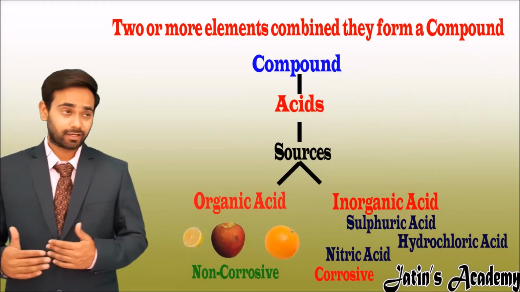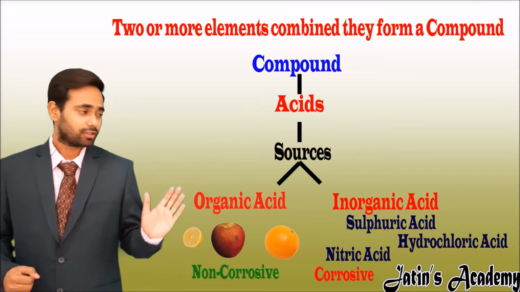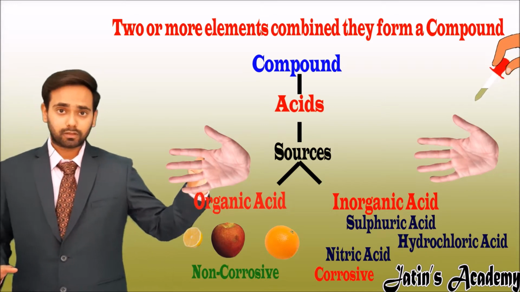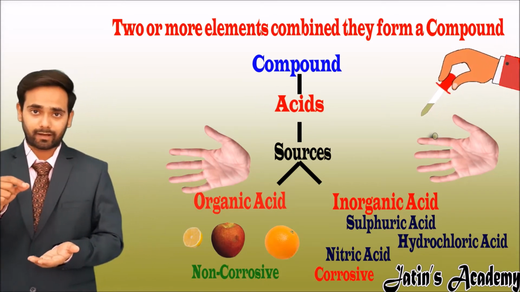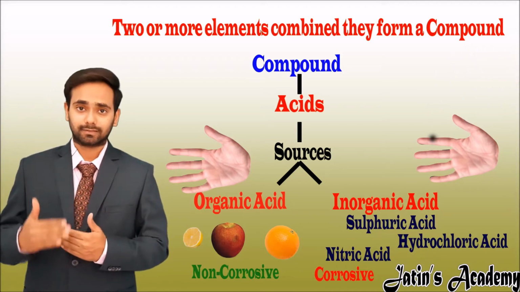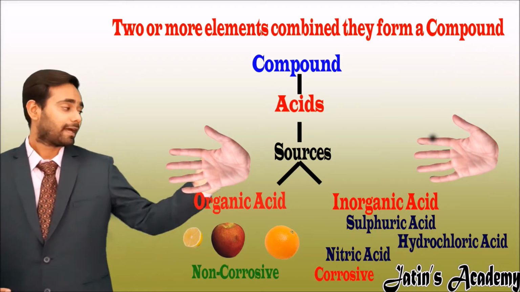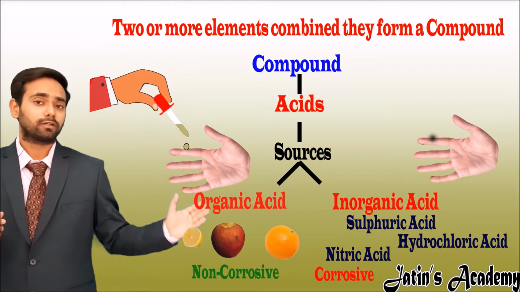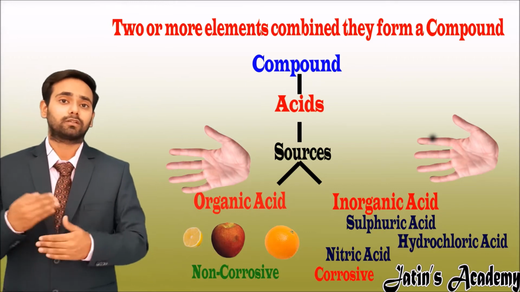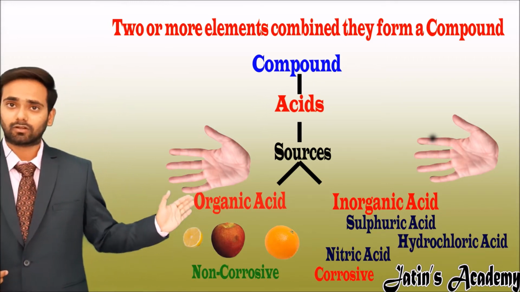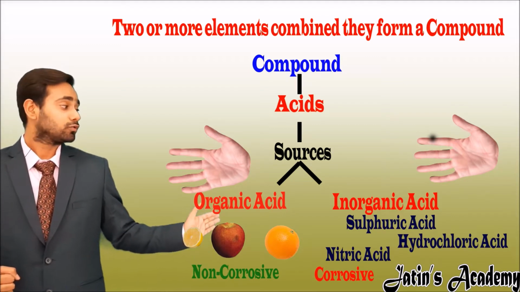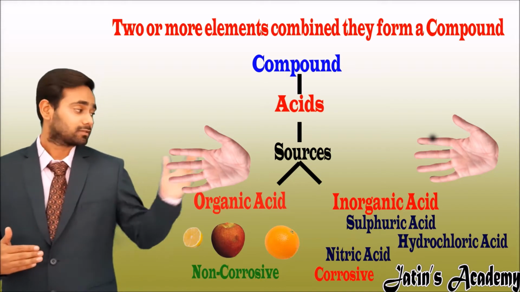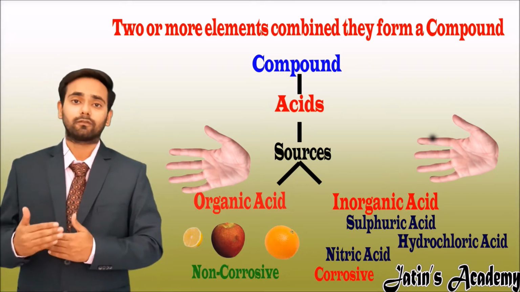Now let us understand the meaning of corrosive and non-corrosive in nature. If you put a few drops of acid on the hand, and the acid burns our skin and changes its color, that acid is corrosive in nature. If the acid is not able to do this corrosive action, meaning it does not burn our skin, that acid is called non-corrosive in nature. So from this we can say that we can't taste all acids, because some acids are corrosive in nature and harmful for our skin.